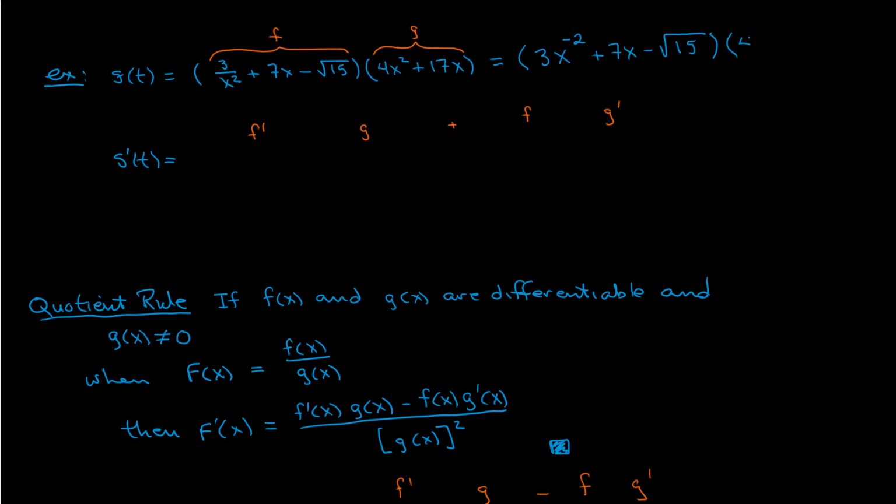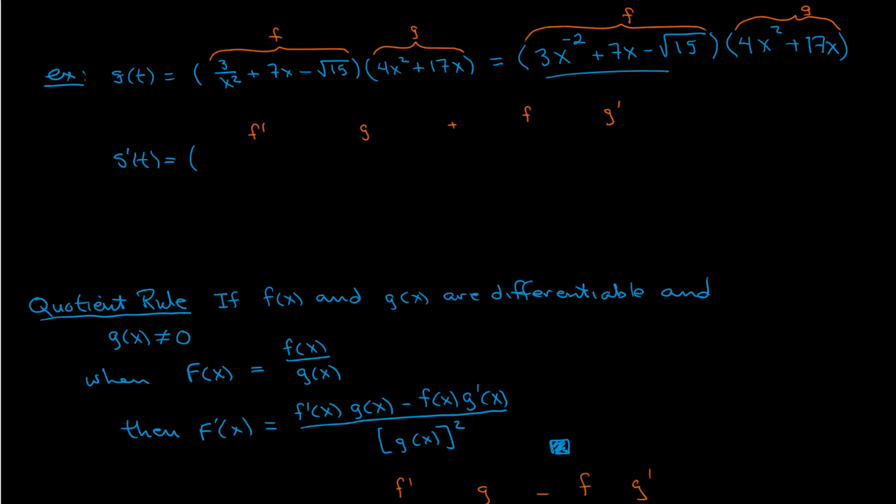Don't really need to do anything to the second factor, so I'll just leave this as 4x squared plus 17x. I'm going to be careful to label my pieces as f and g. That way I won't get lost part of the way through. All right, I have the formula written down, f prime g plus f g prime. I'm going to do it one piece at a time.